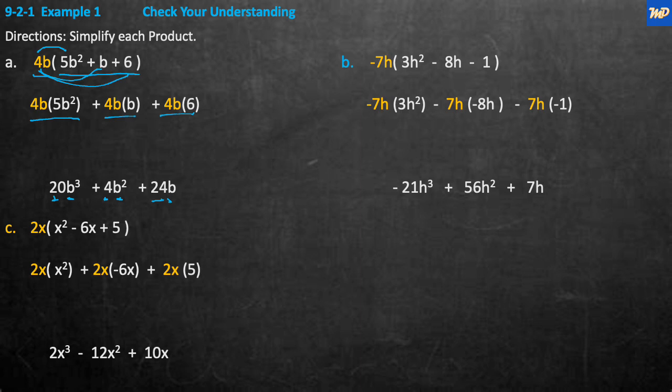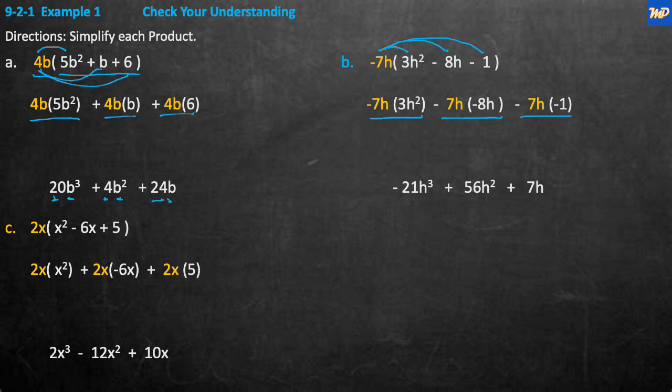Negative 7h is being multiplied by the trinomial, or vice versa, however you want to look at it, of 3h squared minus 8h minus 1. Just like before, we're going to do negative 7h times 3h squared, negative 7h times negative 8h, and then finally, negative 7h times negative 1.